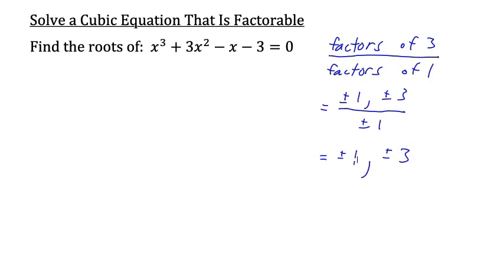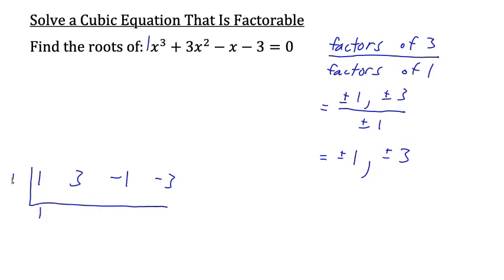Let's start at the beginning here with positive 1, and we will use synthetic division to see if one of these 4 numbers is a root of this polynomial. All right, with synthetic division, we're using the coefficients of each term and the constant term. So that'll be 1, 3, negative 1, and negative 3. We have this special little synthetic division bar. And let's start with our root, or 0 of 1.